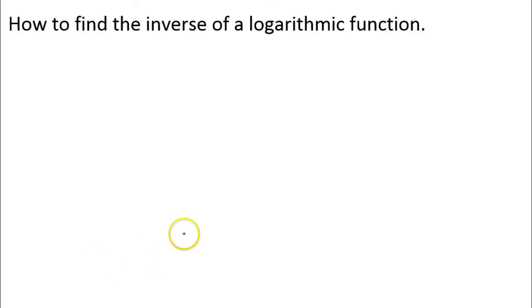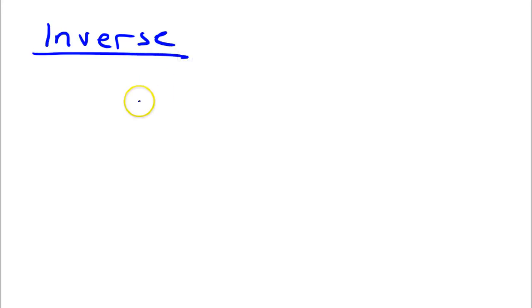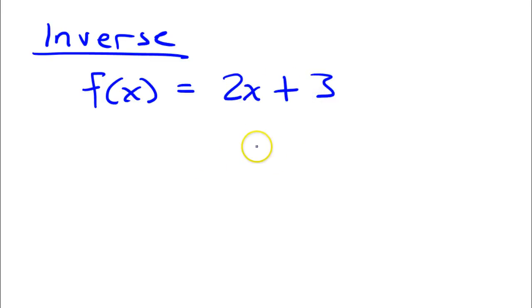In this video, I am going to show you how to find the inverse of a logarithmic function. But first, I need to make sure you understand two more basic concepts that we're going to need. The first one is just how to find the inverse in general. So before we get into logarithmic functions, imagine that I had the function f of x equals 2x plus 3, a simple linear function. Now this would be the same thing as y equals 2x plus 3.